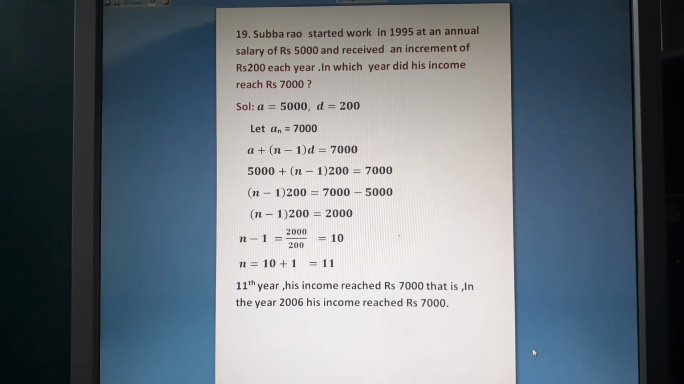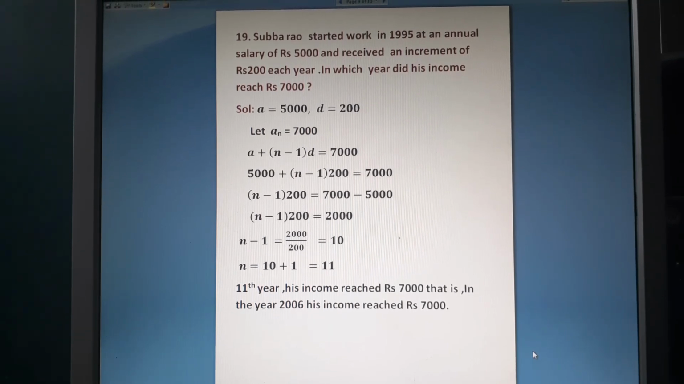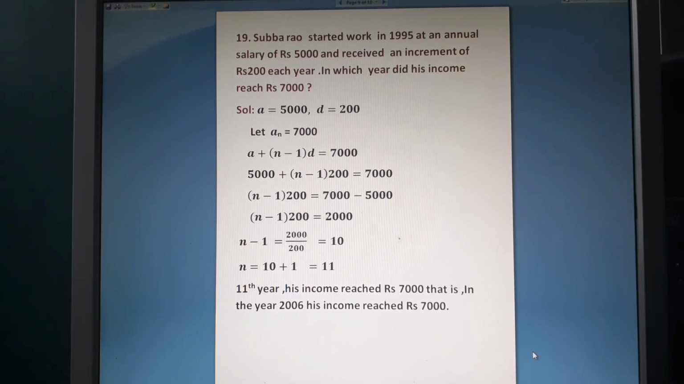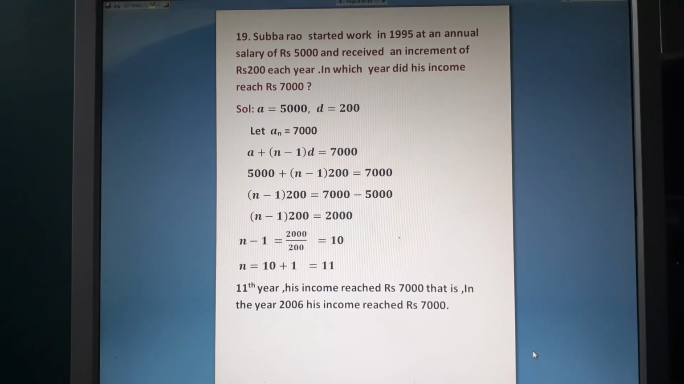In the 11th year his income reached rupees 7,000. Subbarao started work in 1995. So in the year 2006 his income reached rupees 7,000.